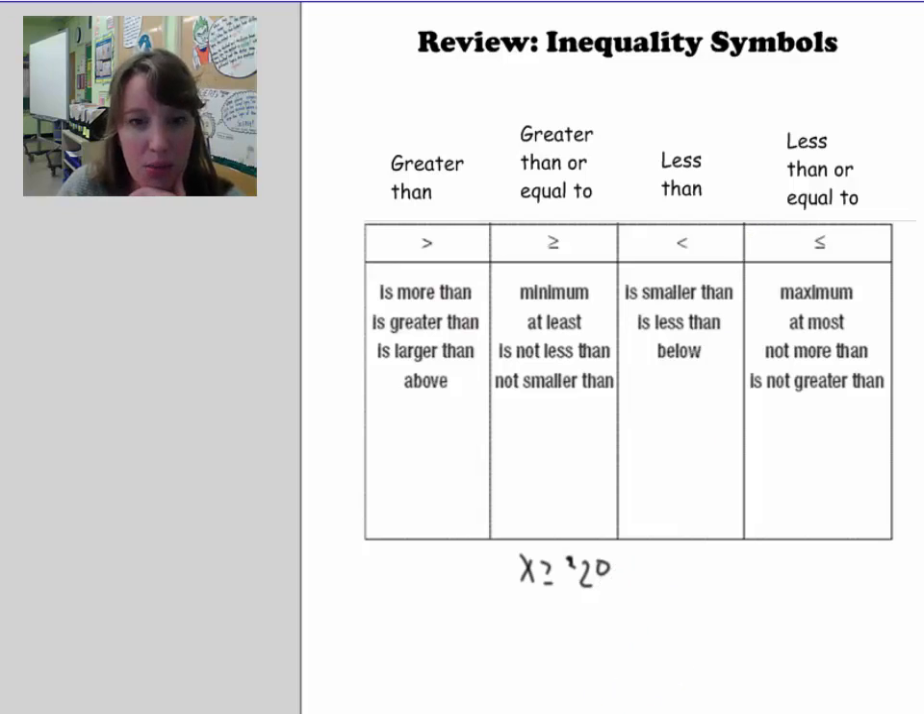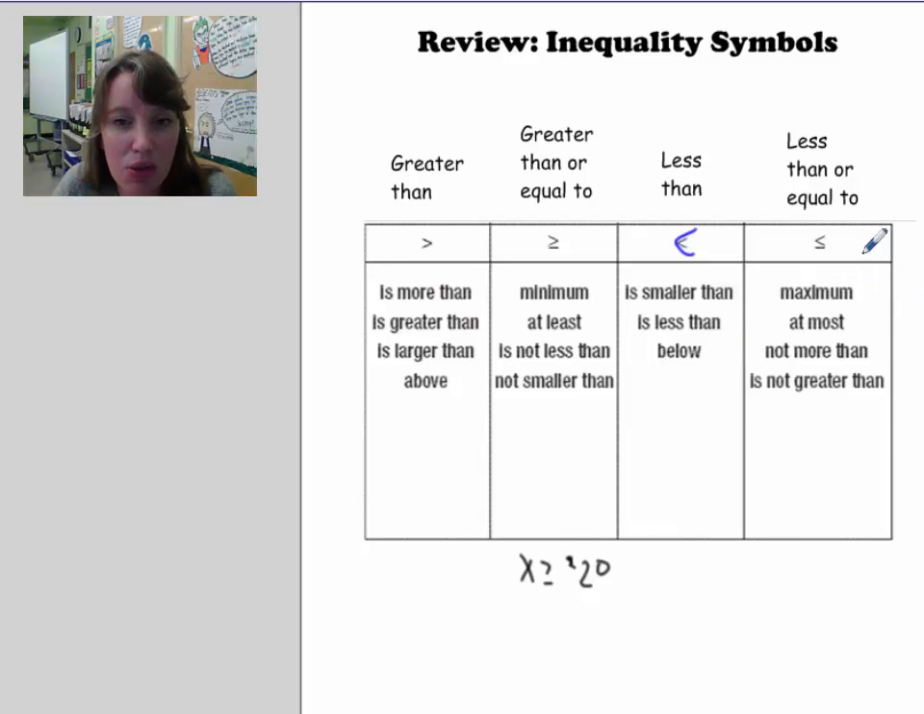Okay, the next symbol is a less than symbol. So some words that translate into strictly less than. And when I say strictly, it means that it can't be equal to. That means that you're using this symbol as opposed to the less than or equal to symbol. Is smaller than, is less than, or below, all are things that can translate. So if something's smaller than a certain amount, that means that it can't be equal to that amount. Okay, or if it's less than that, then it can't be equal to it.